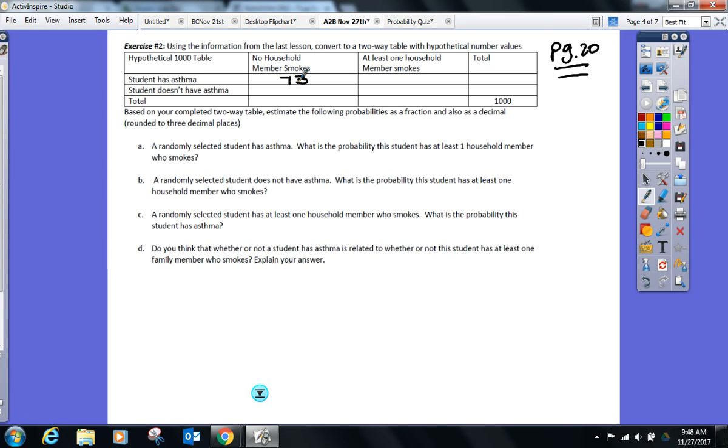All right, so keep going back and forth now. Here you go. What decimal did you have for student has asthma and at least one household member smokes? 0.120. So how many people is that going to be out of 1,000? 120. Yep. So keep going back and forth now. Turn those decimals into actual people by multiplying by 1,000.